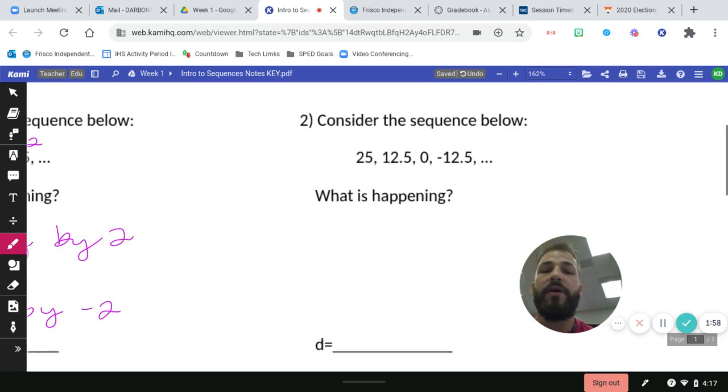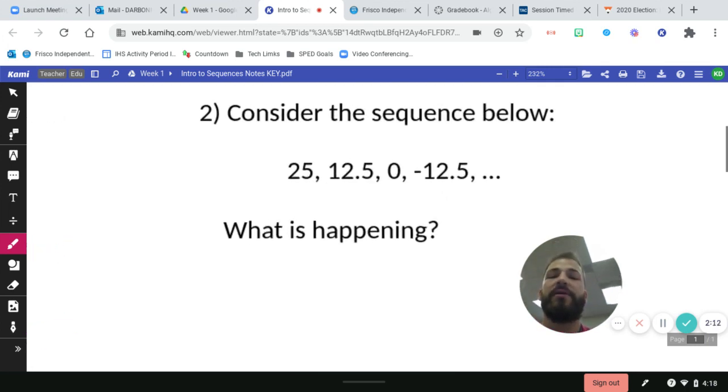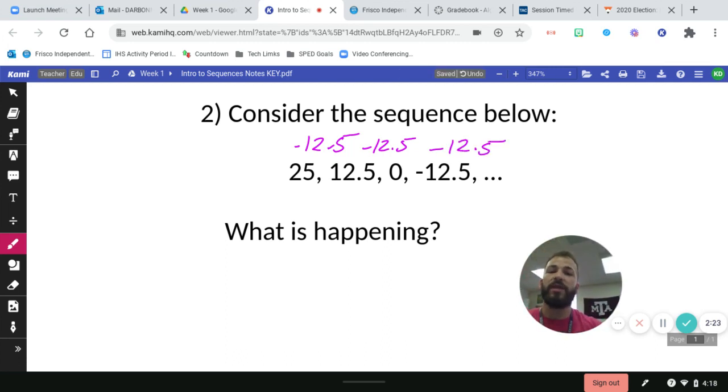Okay. So number 2, consider the sequence below, 25, 12.5, 0, -12.5. So each time, okay, 25 to 12.5, that one kind of looks like we divide by 2 at first, but then we go from 12.5 to 0. Well, now we're not dividing by 2. Now we can see that instead we're subtracting by 12.5 each time. So minus 12.5, minus 12.5, and minus 12.5. So it's important to compare what's happening between each of the terms when considering the type of sequence.